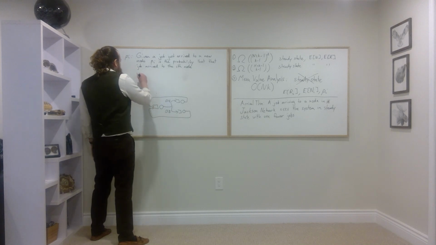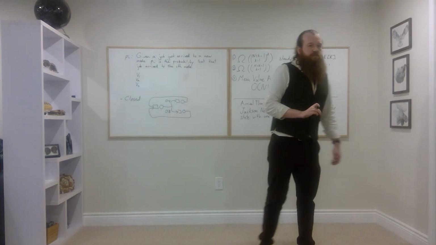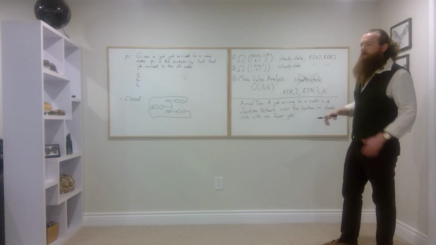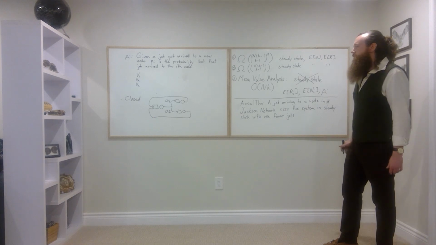So V1, V2, and V3. This is the number of visits to the first node, some number of visits to the second node, number of visits to the third node, based off some kind of normalization or reference node that we'll get into a little bit later.